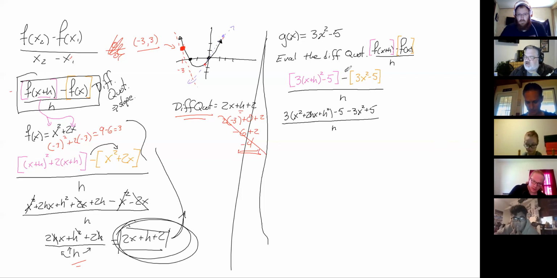Do be careful about this distribution of that negative. That's one of the places that a lot of people will go off the rails a tad, that negative has to distribute. That's why I like those nice brackets there. They help us stay straight.